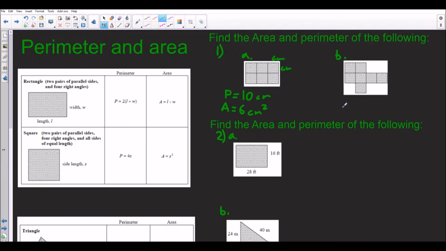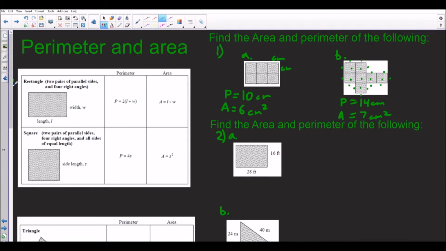Now let's try this one. So let's look for the perimeter first. Let's see, let's start here. So we're going to go 1, 2, 3, 4, 5, 6, 7, 8, 9, 10, 11, 12, 13, 14. So perimeter is going to equal 14 centimeters. And the area is just going to be how many blocks there are. So let's see, 1, 2, 3, 4, 5, 6, 7. 7 blocks. So there's going to be 7 centimeters squared because there's 7 square centimeter blocks.